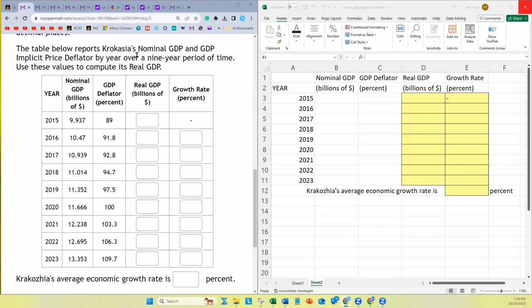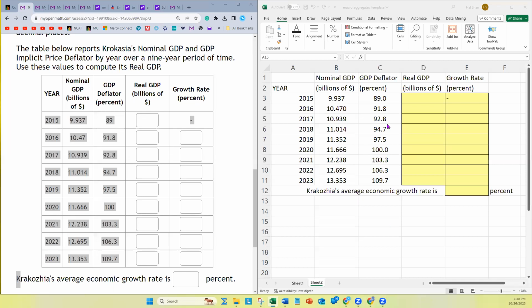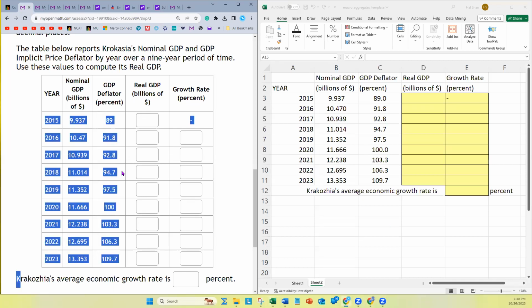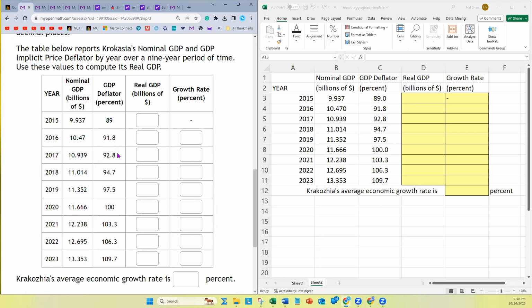The table below reports Caucasia's nominal GDP and GDP implicit price deflator by year over a 9-year period of time. We're going to use these values to compute real GDP and the economic growth rate, right? So what we need to do is type these numbers into here. 9.937 and then 89, right? Now I'm going to go ahead and fill the rest of this in. I'm going to spare you those details. Okay, I got the numbers in from my table over here, right? I got my numbers in. 91.8, 92.8, all the way down to 109.7.